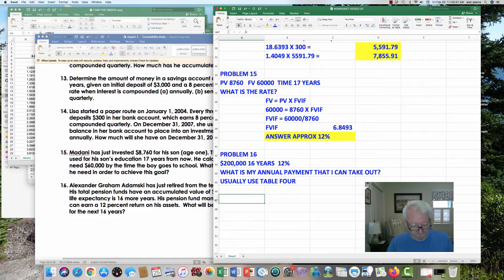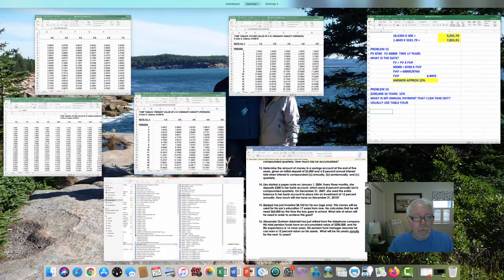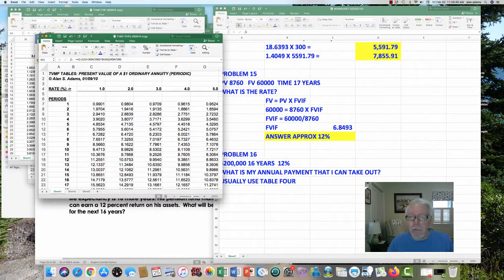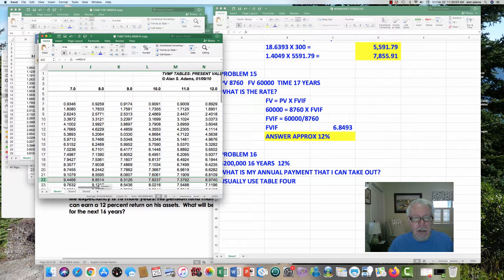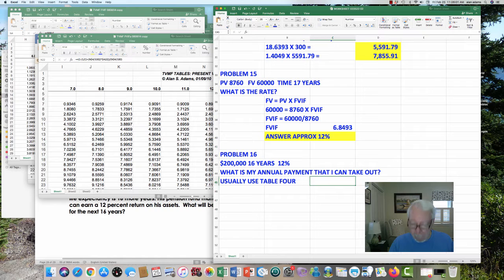Let's go look it up. Hold on, please. This is table number 4. All right, 16 years, it will be in this column. And we scroll across until we find 12%. There it is. 6.9740. Okay? That's my factor.